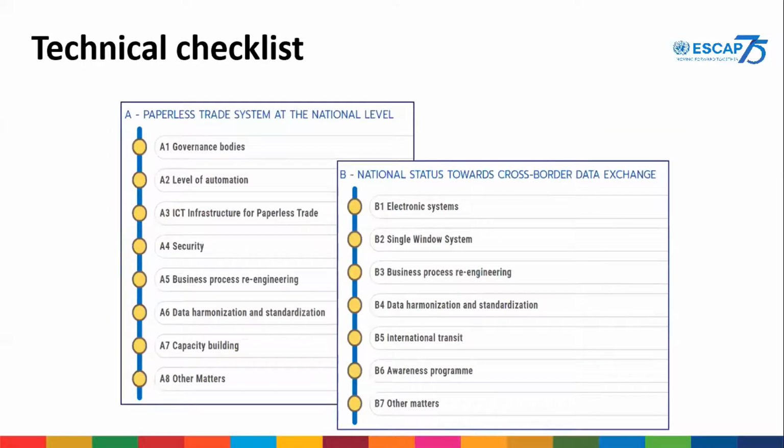And for the technical checklist, we have divided it into two parts: one, the paperless trade system at the national level, and two, national status towards cross-border data exchange. This would include topics such as automation, ICT infrastructure, business process re-engineering, data harmonization, as well as capacity building.